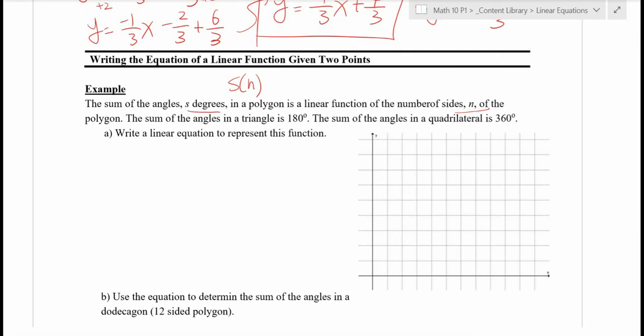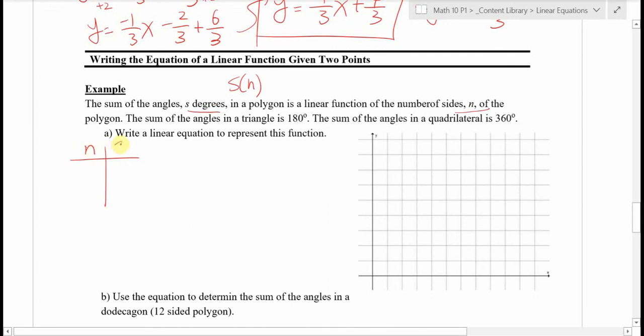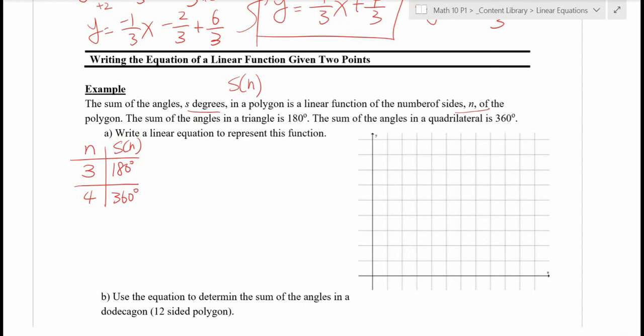It says the sum of the angles in a triangle is 180 degrees. So if I make a table here, n and s of n, if I have a triangle which has 3 sides, the sum of the angles is 180 degrees. And then it says the sum of a quadrilateral, which means it has 4 sides, is 360 degrees. Part A says write a linear equation to represent this function. Well, that's all we have. We have a small table of values, but that's all we need.